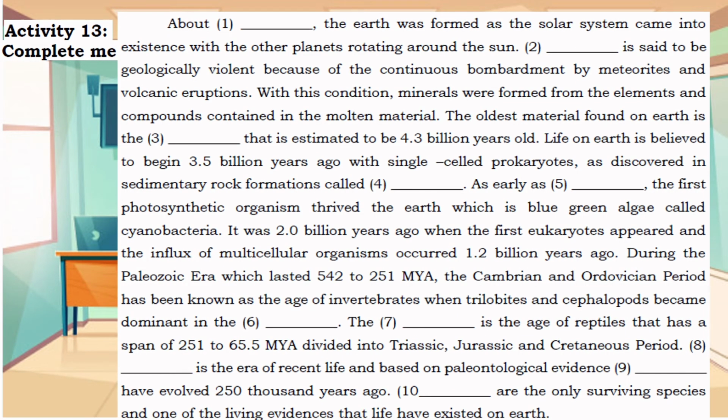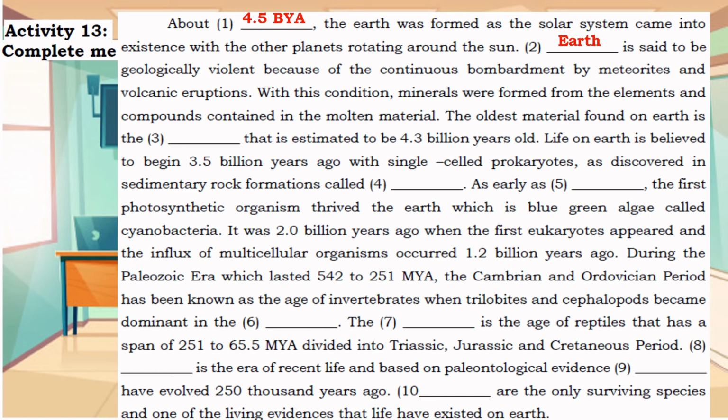Now let us check your answer. Have you done it perfectly? Fabulous! About 4.5 billion years ago, the Earth was formed as the solar system came into existence with other planets rotating around the Sun. Earth is said to be geologically violent because of the continuous bombardment of meteorites and volcanic eruptions.